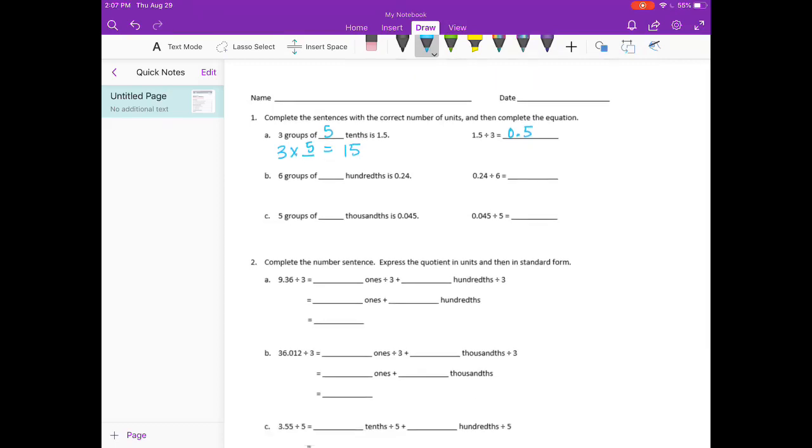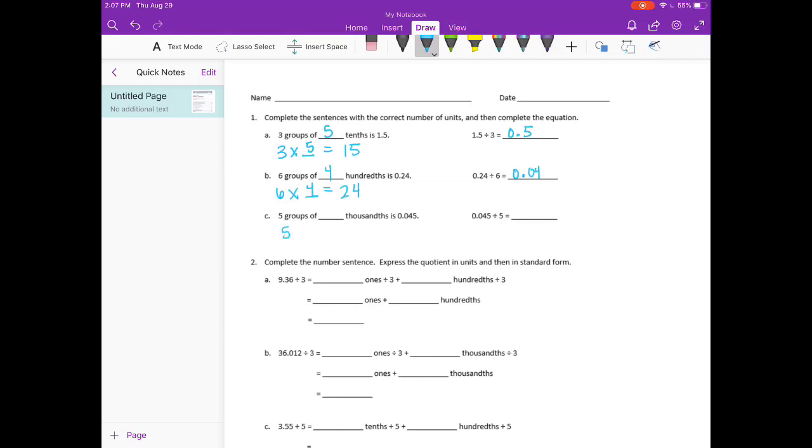B, 6 groups of, so 6 times something is equal to 24 hundredths. I'm just going to make it 24 hundredths. 6 times 4 equals 24. So 6 groups of 4 hundredths is 24 hundredths, and 24 hundredths divided by 6 is 4 hundredths.